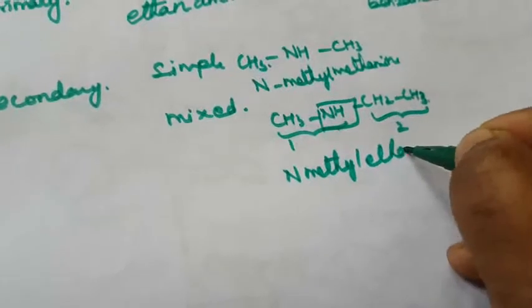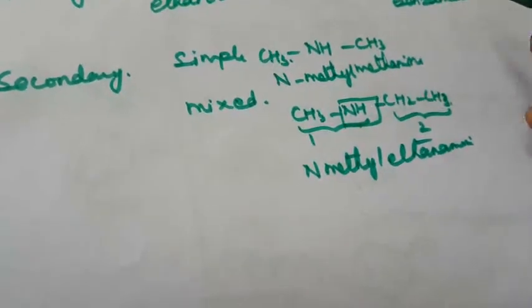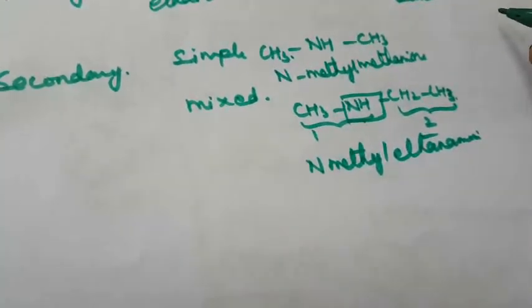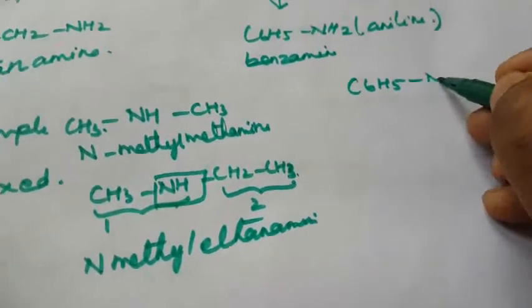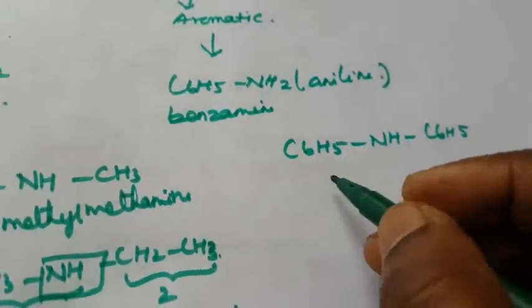N-methylethanamine. Okay. So next one is, what is this again, primary? Here also diphenyl, N-phenyl benzamine. So here that is C6H5 NH C6H5. Okay. So here what is the name of this compound?